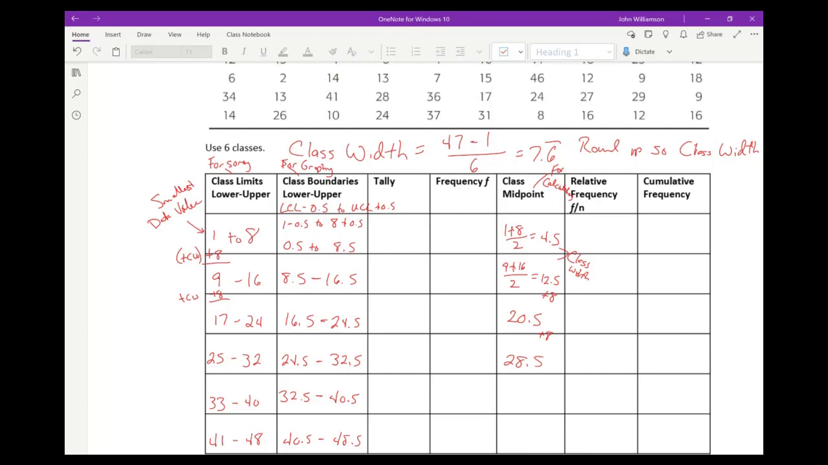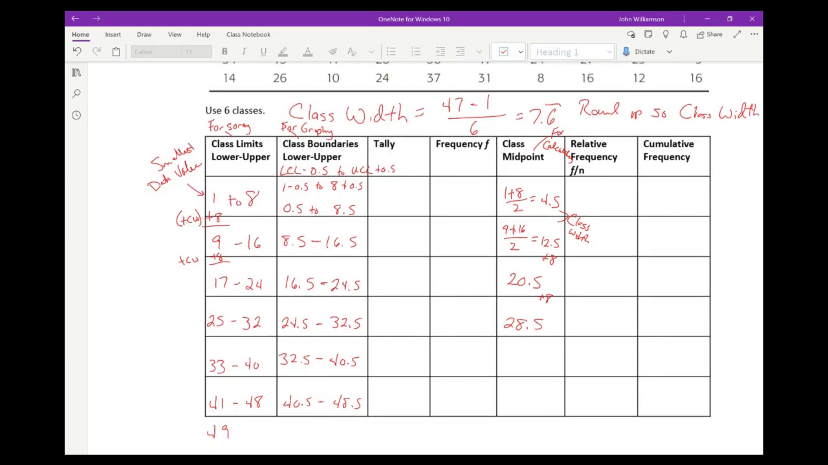Makes sense, right? If each of these classes are the same width, which we designed them to be, then their middles are going to be the same width apart, right? And so on down, right? So 28.5, 36.5, and 44.5. So now it comes to the part of actually putting these data values into those boxes.